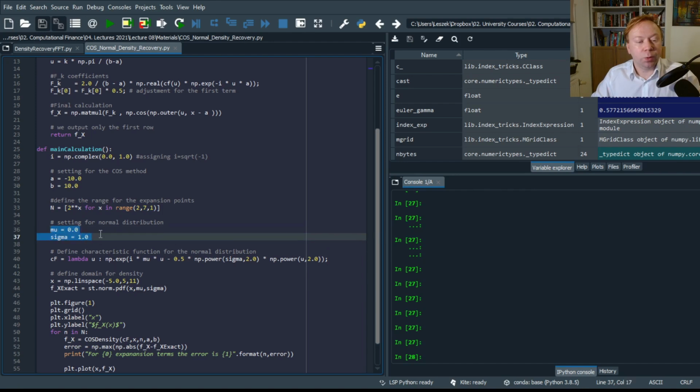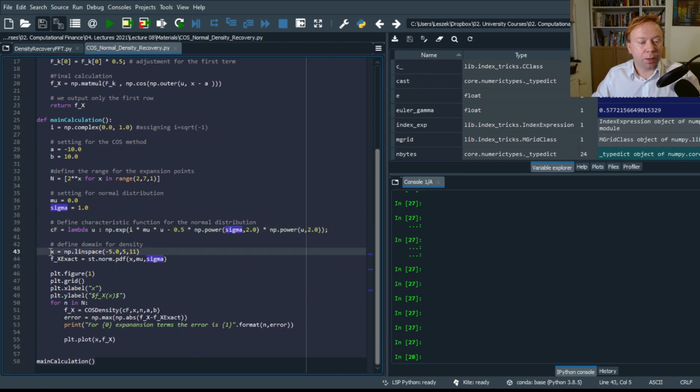We have a mu and sigma, which come from the normal distribution. These are the settings for the normal CDF or normal PDF. Here we have a characteristic function, which of course also uses mu and sigma. Everything is as we have seen before: we have a number of x's. This is the x domain, from -5 to 5 with 11 elements, because we also include 0. We have a reference, f exact, which is just the exact normal PDF.